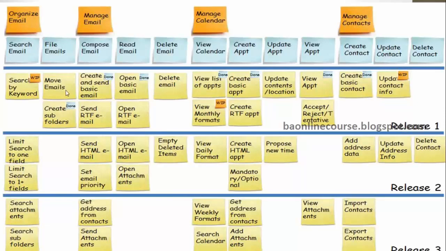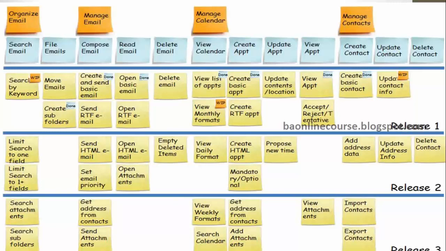So you can search your email by keyword, or one field, or more than one field. You can search the attachments as well, or the subfolders. So all these are like search options. And maybe you don't want all these options in the first release. In the first release, I just want it by keyword. Only the text of the email is what I would search.